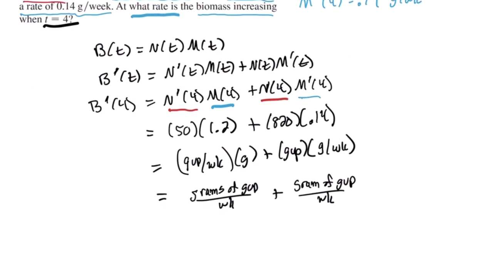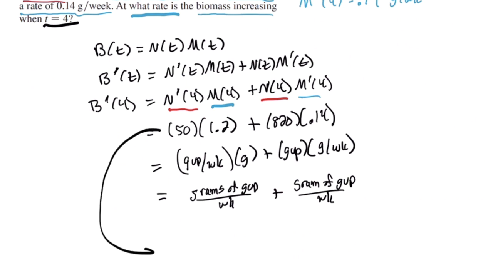So go ahead and take out a calculator and crunch that number. So I'm going to get the 50 times 1.2 and the 820 times 0.14. So I'm going to end up with 174.8 grams of guppies per week.